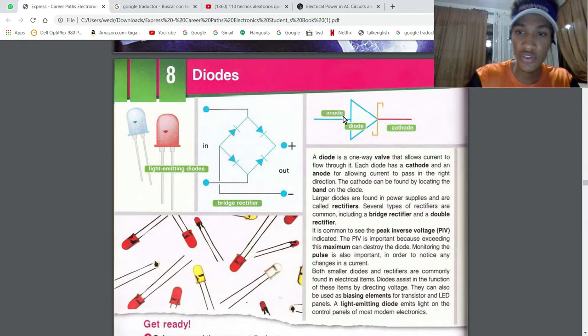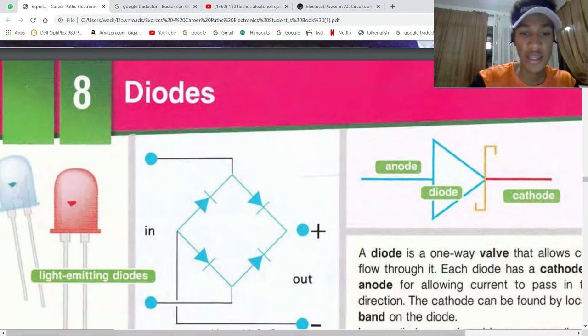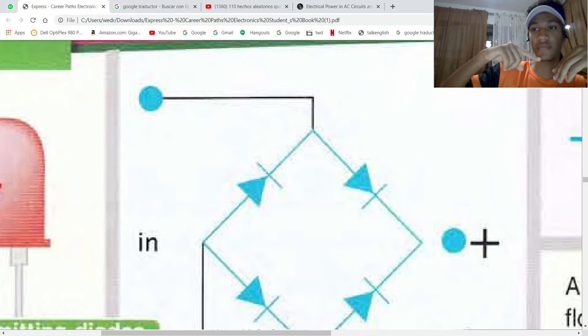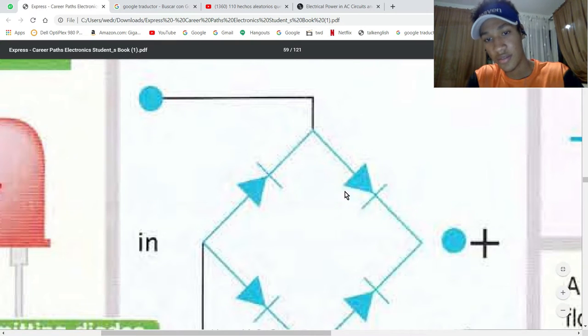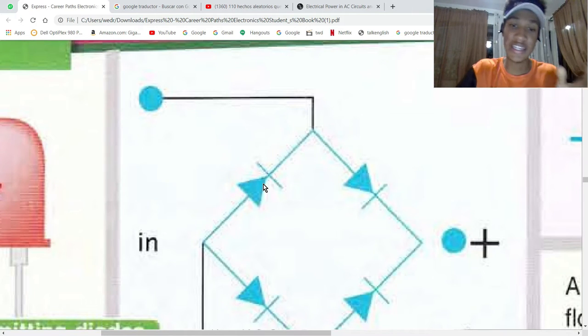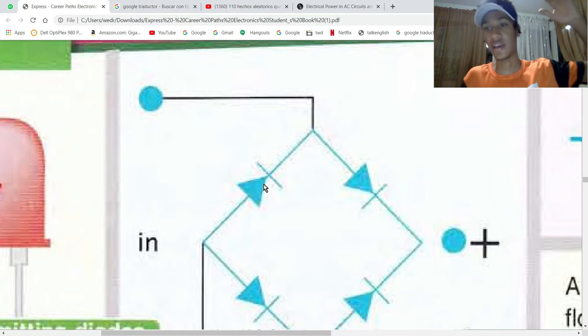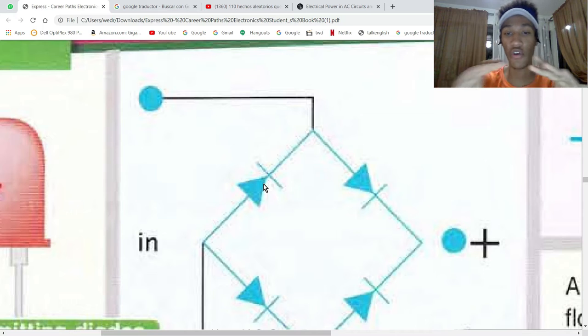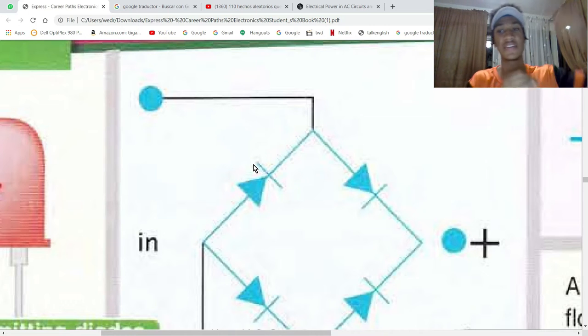In inverse configuration, in this diode, the negative current can pass, but inverse. In this diode, the positive current can pass, but in this one not, because the resistance is very high. So when a diode is in a normal configuration like that, the positive current can pass. In this one, it can't pass because the resistance is very high.